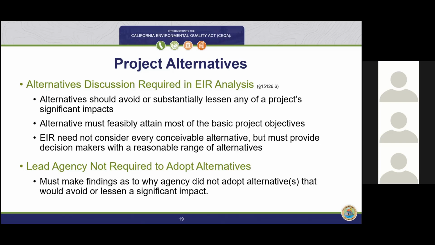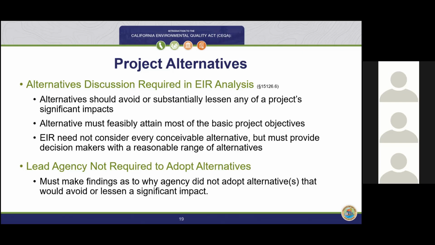And then when you're looking at alternatives, it doesn't need to consider every conceivable alternative, but there has to be a broad enough range of alternatives that the decision makers have a chance to evaluate possible alternative designs. And that reasonable range is not defined in CEQA with a specific number. It could be something that's different for every project.